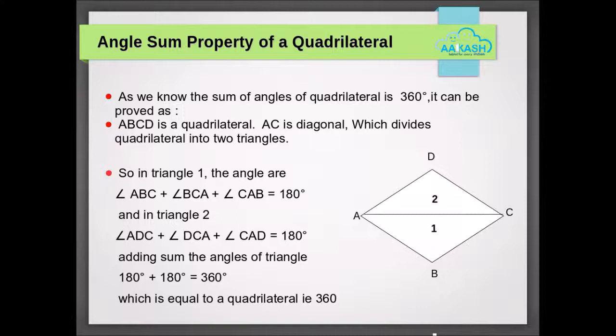So in triangle 1 the angles are angle ABC plus angle BCA plus angle CAB is equal to 180 degrees. And in triangle 2, angle ADC plus angle DCA plus angle CAD is equal to 180 degrees. Adding the sums of the angles of the triangles, 180 degrees plus 180 degrees is equal to 360 degrees, which is equal to the angle sum of the quadrilateral, that is 360 degrees.